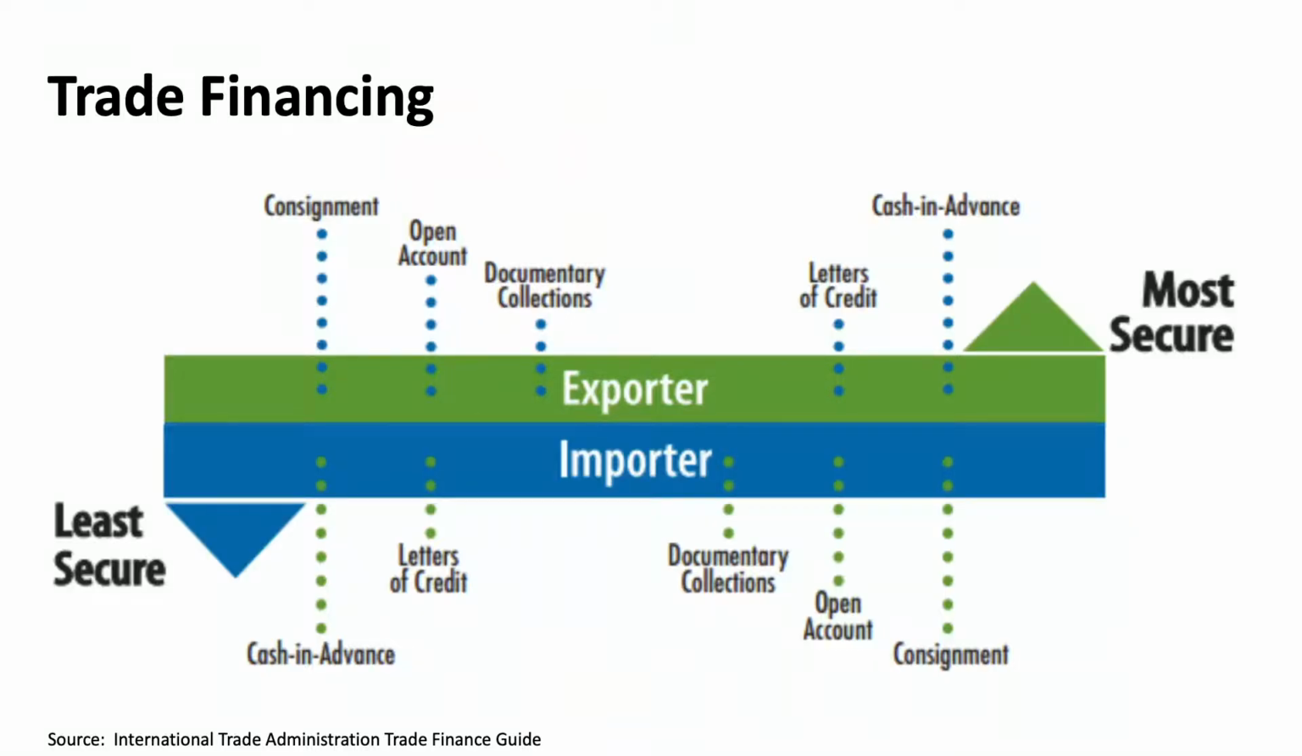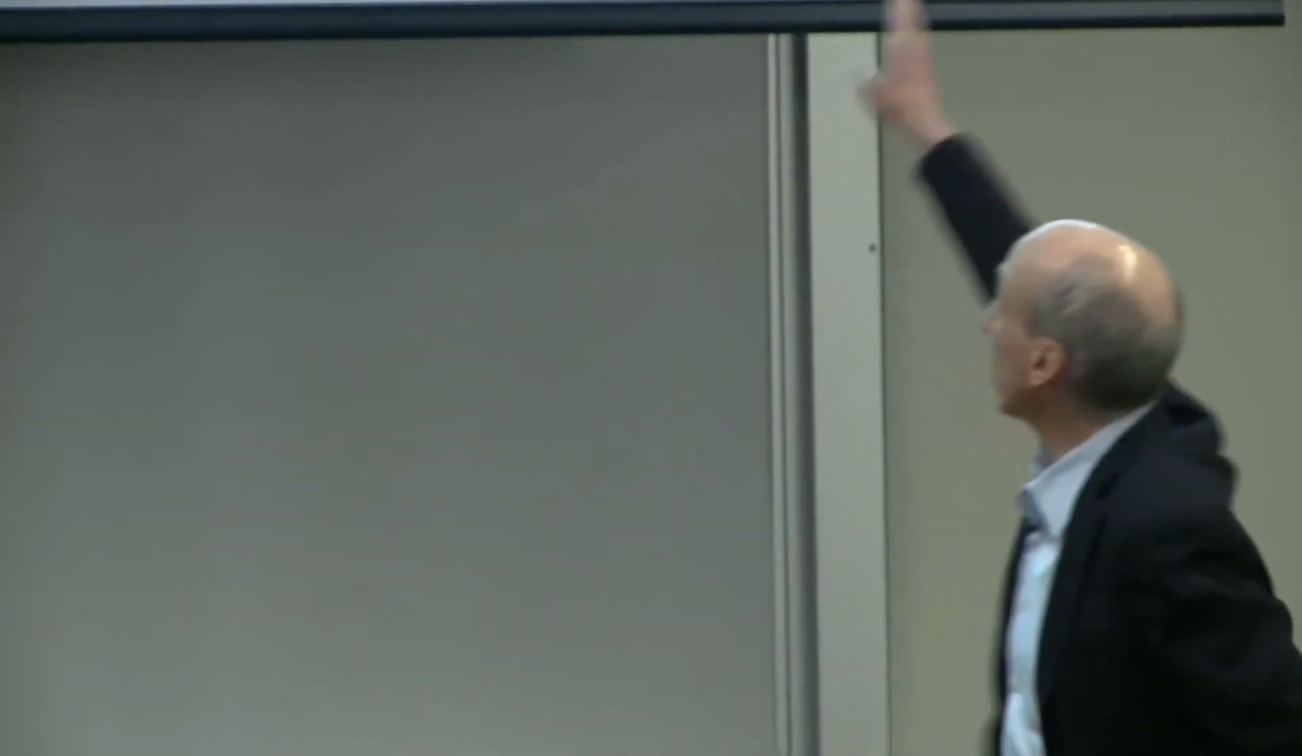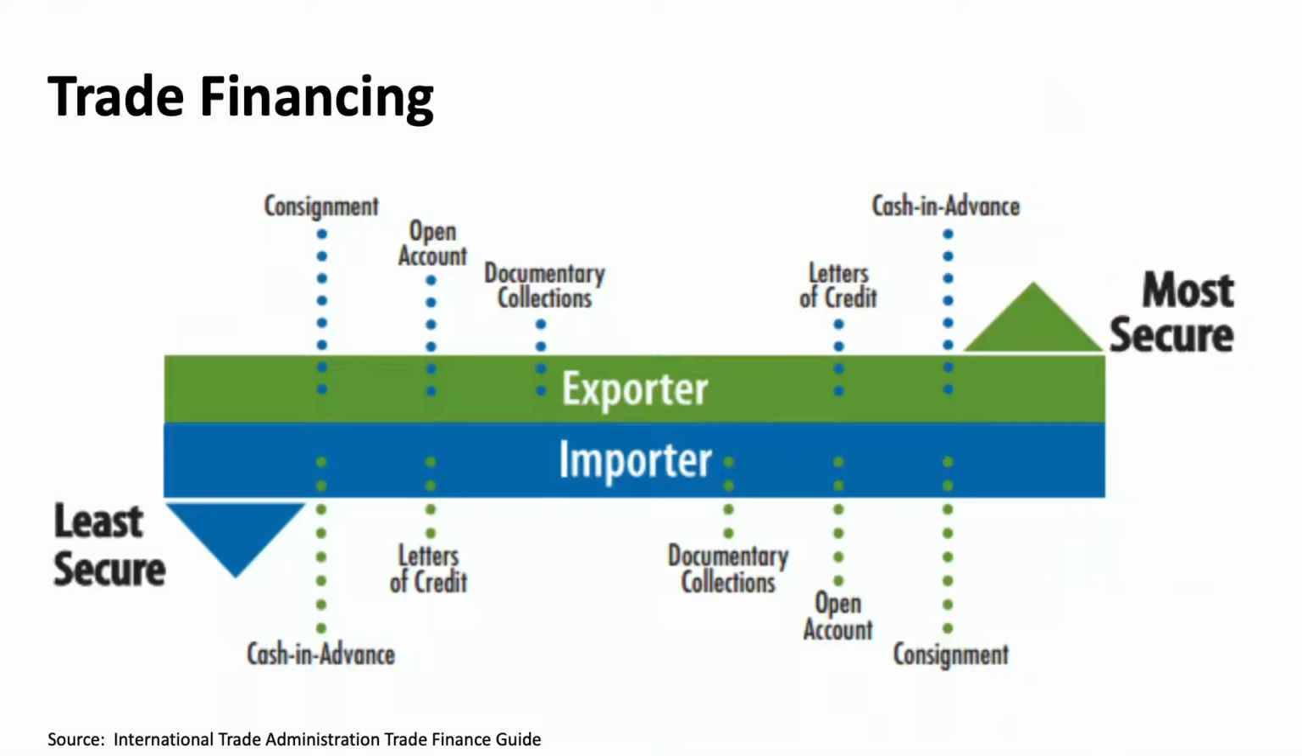So this ranges it. This gives you a little bit of a flavor, and you can think of what's the most secure for the exporter as over here. The exporter is going to have the most security if they get cash in advance. But does an importer like that? Not really. An importer really would rather have consignment, having risk all the way on the other side. Consignment would say the exporter takes all the risk.